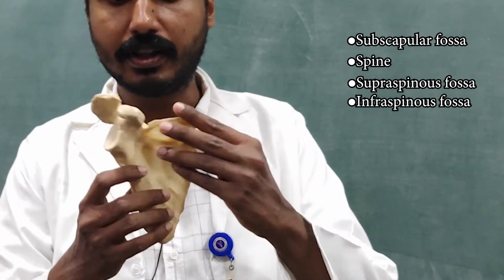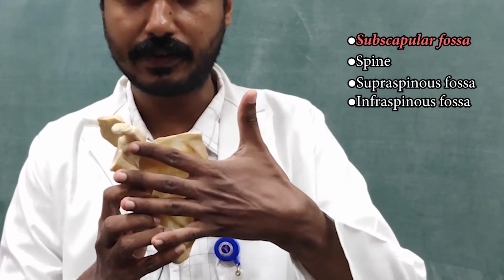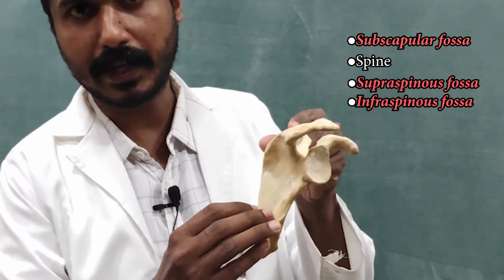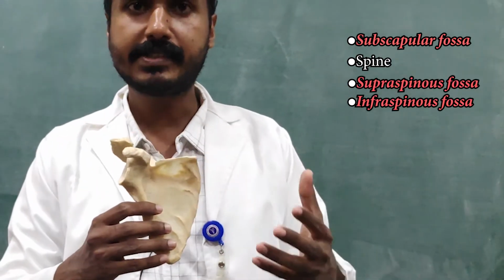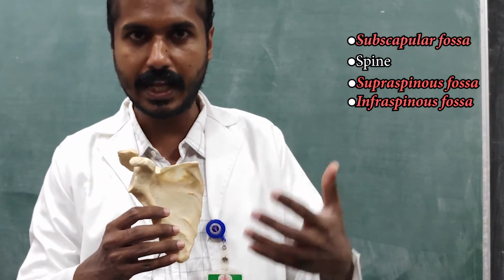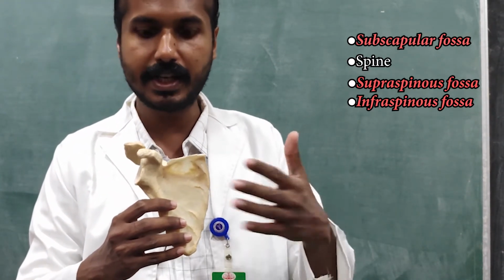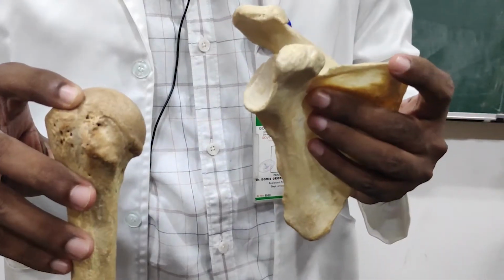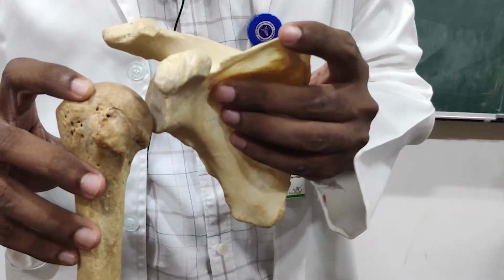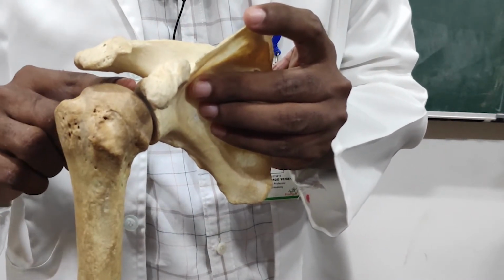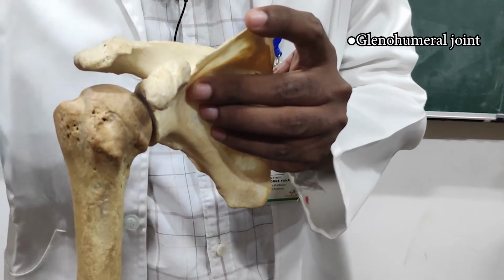So if I review all this, you have the subscapular fossa, the supraspinous fossa, the infraspinous fossa. These names are useful because these names hold the corresponding named muscles. So we can correlate these fossae with the named muscles in the rotator cuff. Now we're going to articulate these two bones like how the shoulder joint will be formed, and this is called the shoulder joint or the glenohumeral joint.